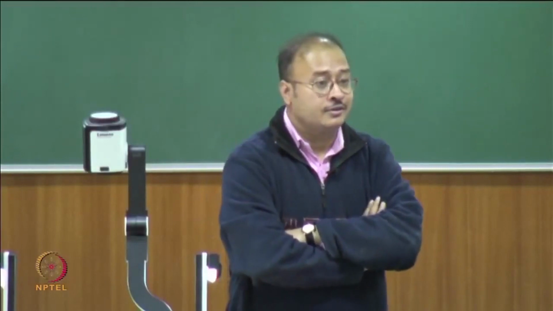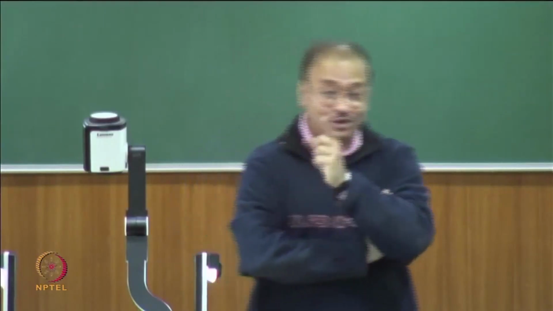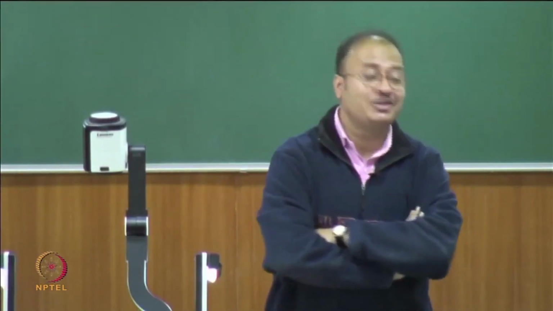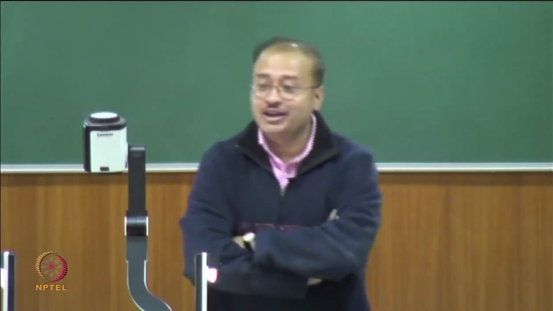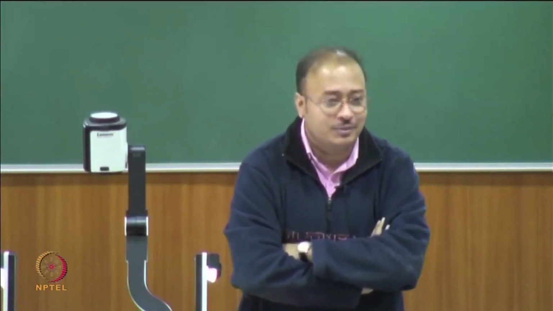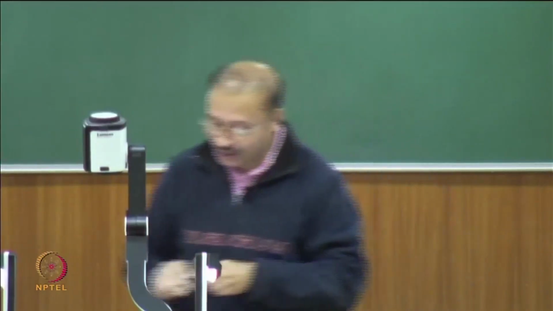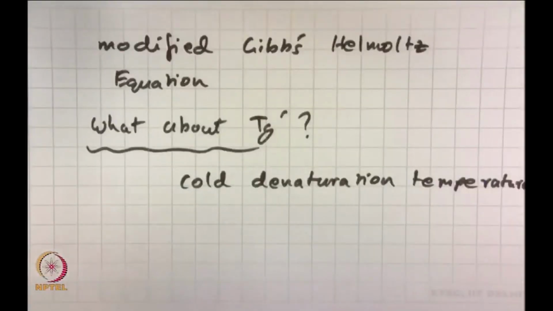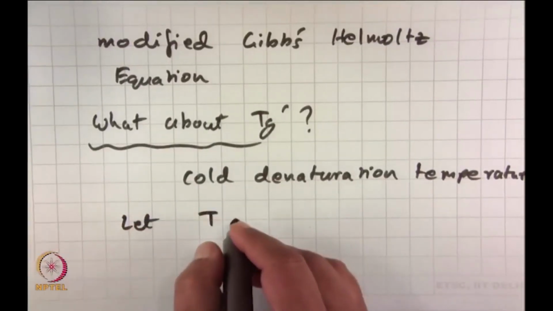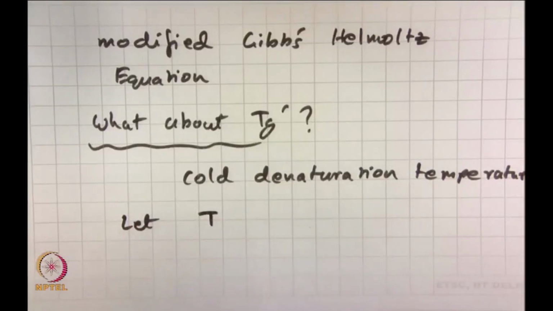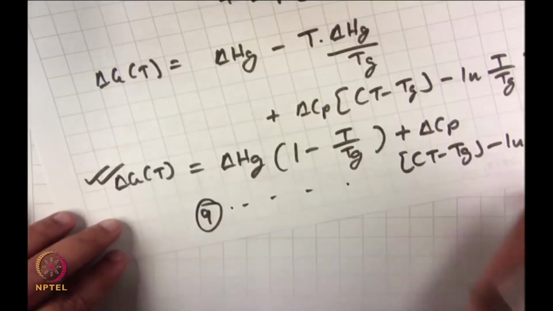In this equation, no, I will not try to replace T g, because I know T g. What will I try to replace? I replace T. The moment I replace T by T g prime, what do I get? I get delta G at T g prime equal to 0, because that is the other point, and the moment I get that 0, I have the other equation coming in. So, let the equation we just derived be equation number 9.